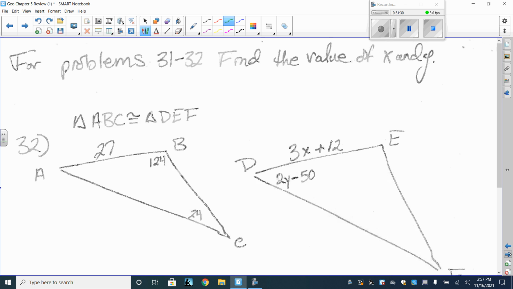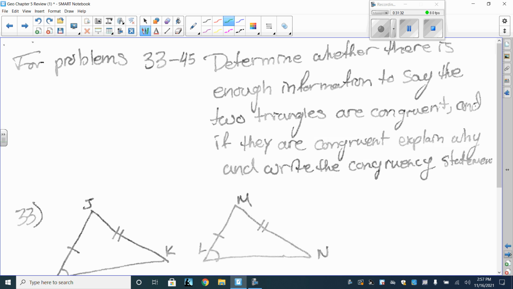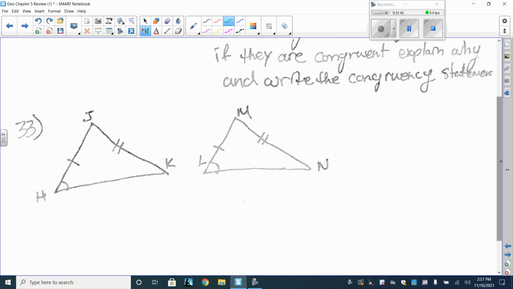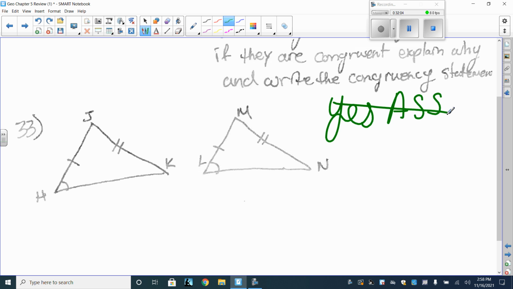Let's look at 33 through 45. Determine whether there's enough information to say the two triangles are congruent. And if they are congruent, state why and write the congruency statement. So is there one of these in particular that y'all want to look at? 33. Is there enough information to say that these two triangles are congruent? Yes. So how can we say it? Well, if we could, it would be angle side side. Is that one of our congruency statements? No. So is there enough information? No.